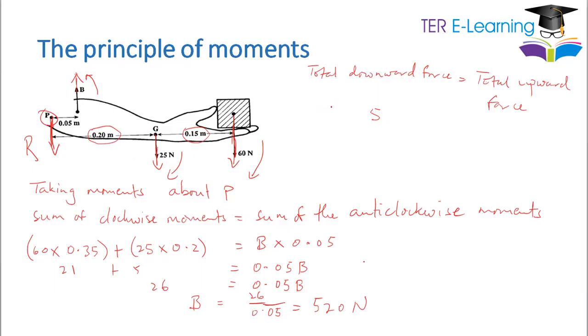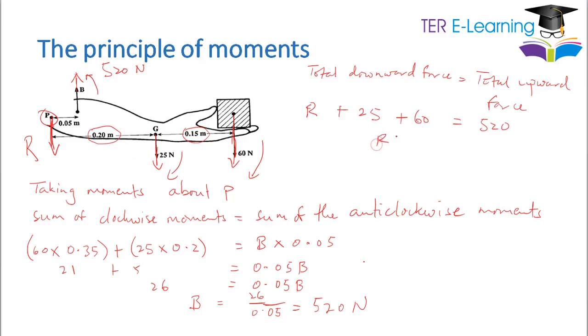So this is R plus 25. We're looking at the downward forces. R is acting downwards. The 25 newtons is acting downwards. Plus 60 is also acting downwards. And my total upward force is what we got as B, which is 520. So B, this is here. We got 520 just now.